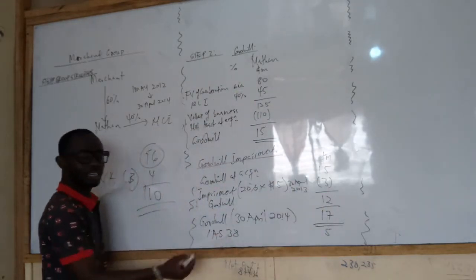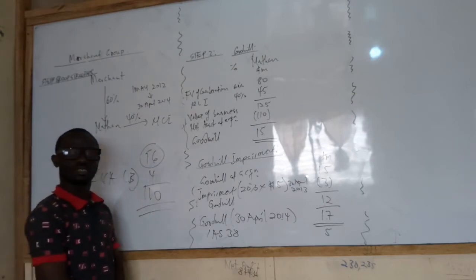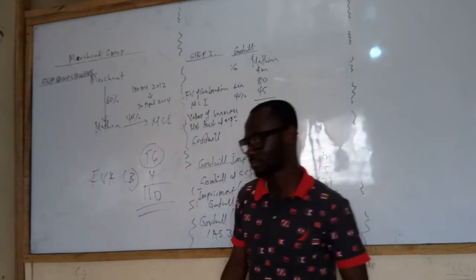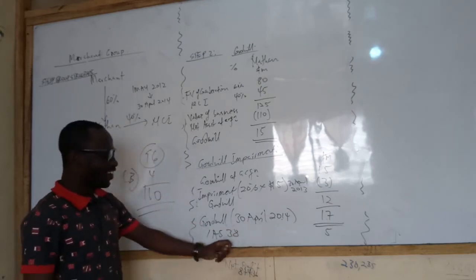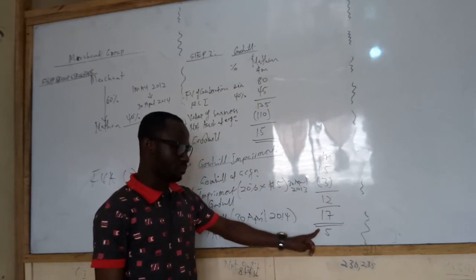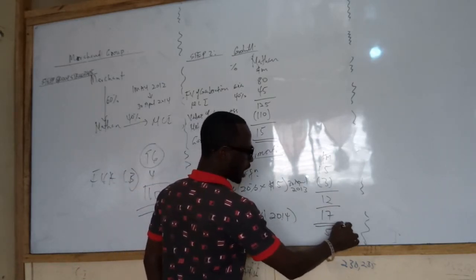Okay. But IAS 38 prohibits that. You got it? Okay, I get it. So now, since IAS 38 prohibits this, this 5 will be taken to the profit or loss account.